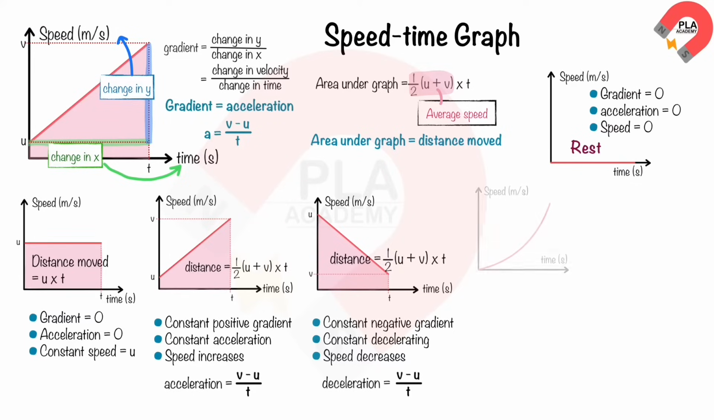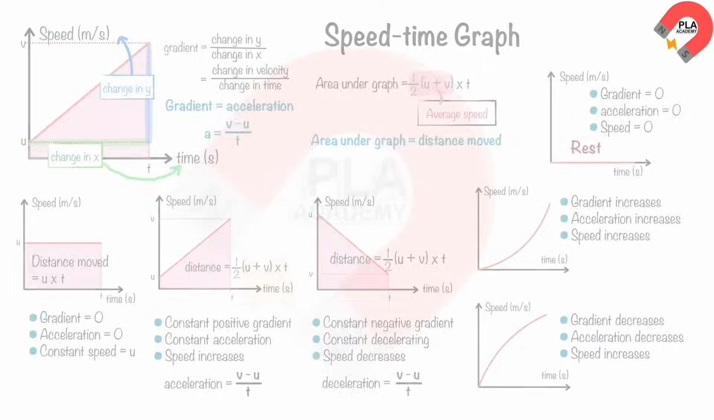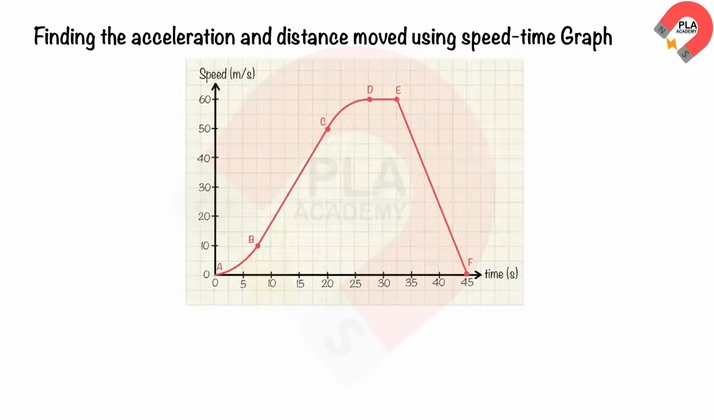t. A curved graph with an increasing gradient indicates the acceleration increases and the object is moving at increasing speed. A curved graph with a decreasing gradient indicates the acceleration decreases and the object is moving at increasing speed. Finding the acceleration and distance moved using speed-time graph. The speed-time graph is shown here.